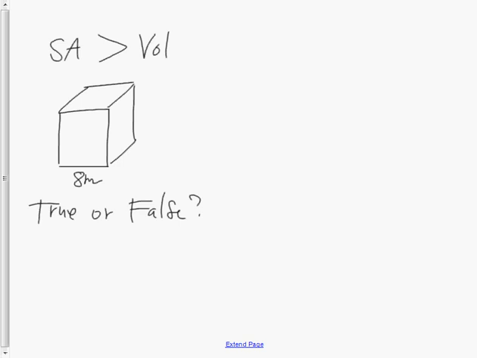Okay, your final 4 enrichment questions from volume. The first question says true or false. The surface area of this particular cube is larger than its volume in terms of number.